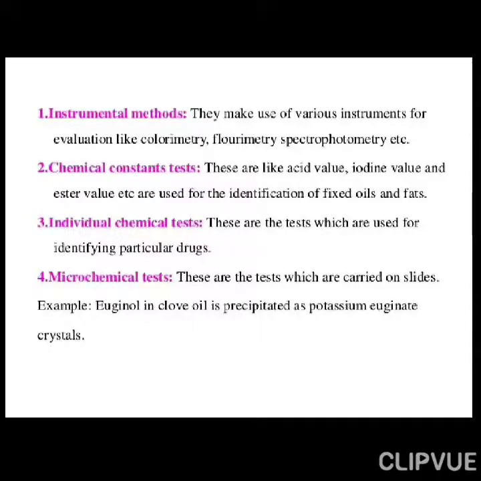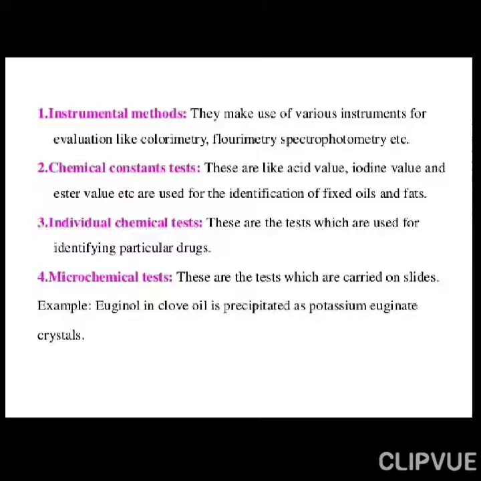Coming to the individual chemical tests, there are tests which are used for identifying particular drugs, right. For example, Dragendorff's reagent test is for alkaloid, Borntrager's test is for glycoside, gold beater's skin test is for tannin. So for the individual chemical constituents, there are individual chemical tests. When we perform them and get the proper observation and inference or color changes, we will be confirmed that such and such chemical is present in the given sample of drug.